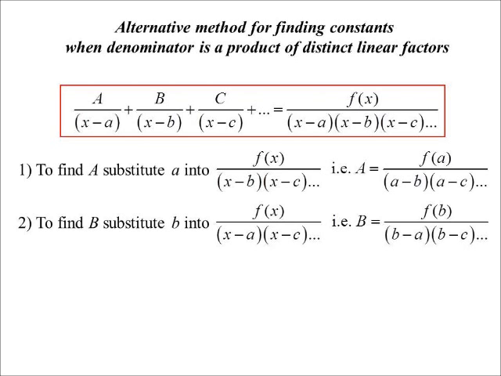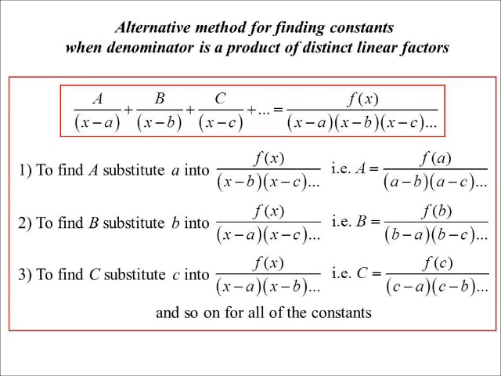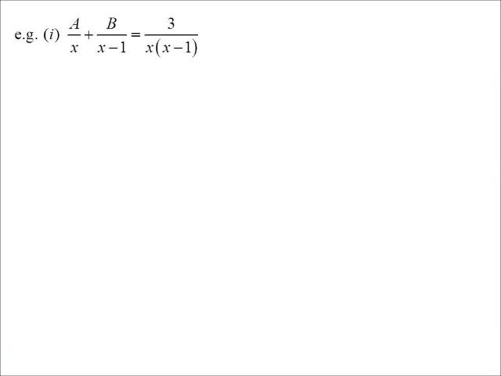And if I want to work out the constant B, then I'll cover up the factor x minus b and substitute b into everything else. So function of b on b minus a, b minus c. And if I wanted to work out C, the factor is x minus c, so cover up x minus c, substitute c into everything else, and so on; if there were more, we keep going. So let's have a look at the ones we did earlier, just to show you that idea.